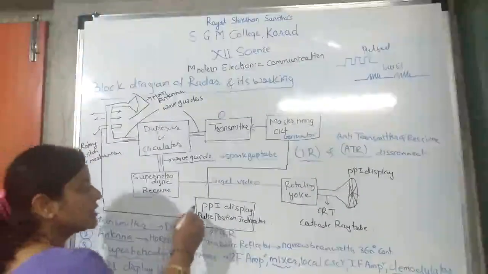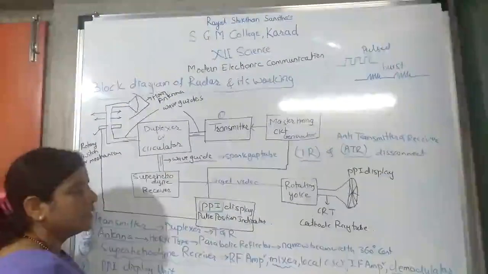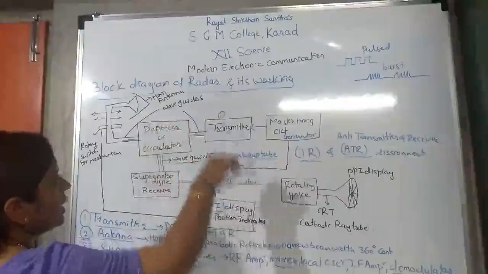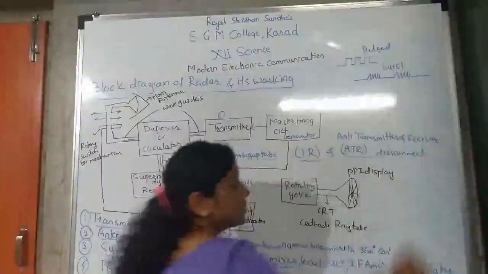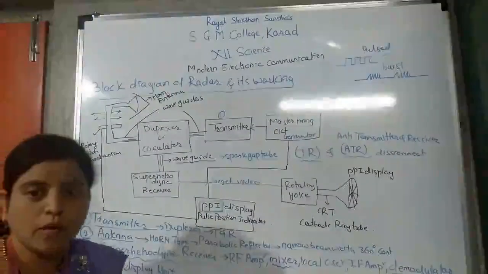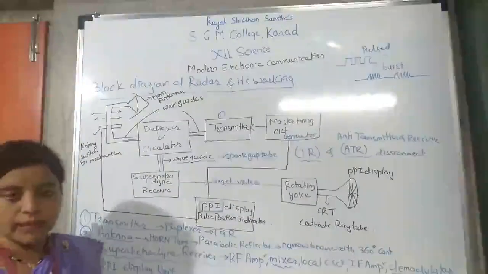Which type of display is used here? This is the PPI type of display. PPI means what? Pulse position indicator. No doubt radar works on the principle of what? Pulse and burst signal. So this display also works on the principle of PPI, that is, pulse position indicator.